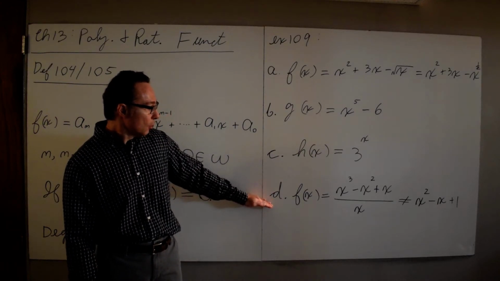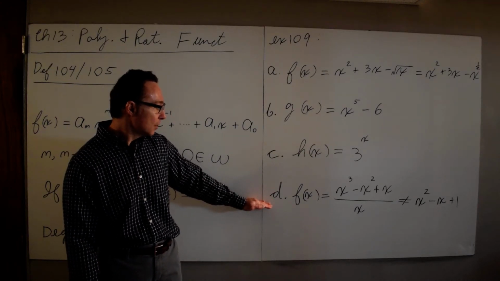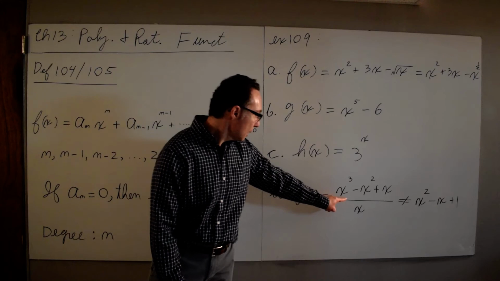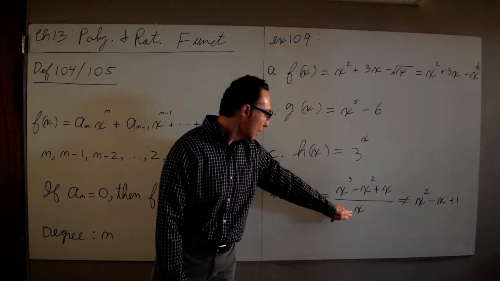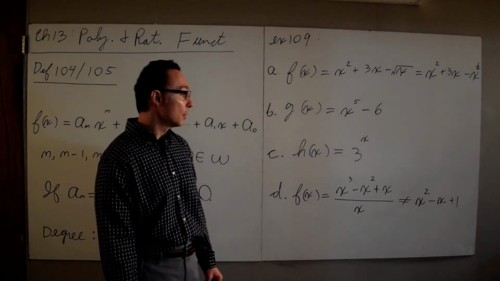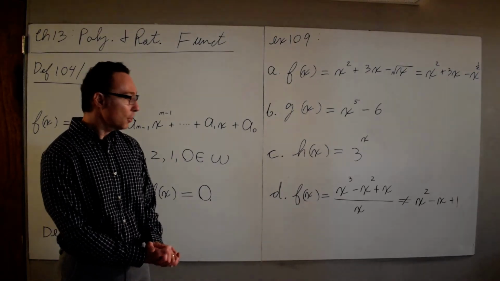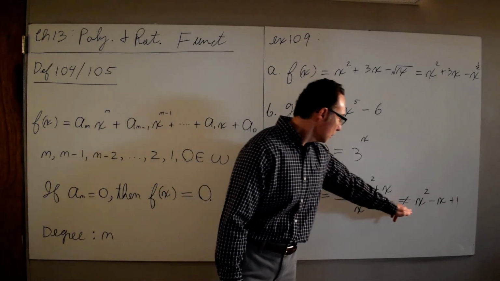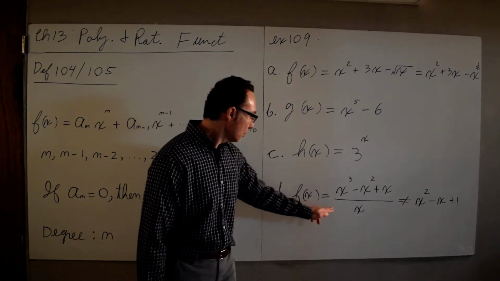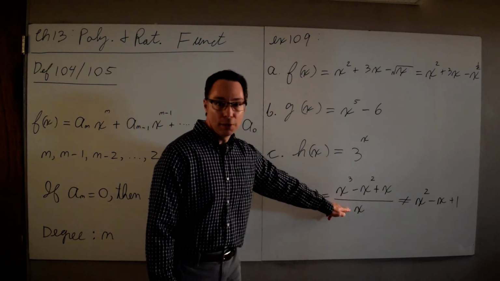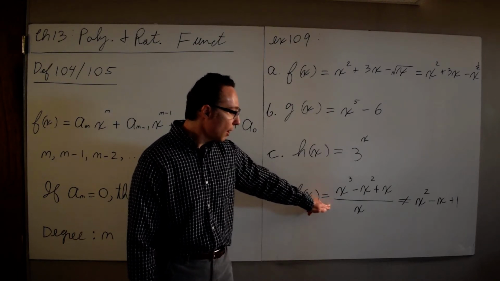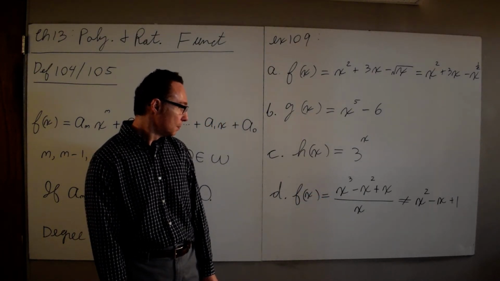The real question you might have had, though, when you looked at the notes in Part D is, why is that not a polynomial? It looks like it might be. If you take x cubed minus x squared plus x and divide by x, you have x squared minus x plus 1. The problem with that is that these two functions are not the same. Why are they not the same? If we look at f the way it's written, 0 is not in the domain of the function. If you tried to substitute 0 for x, you have 0 divided by 0, which is undefined.